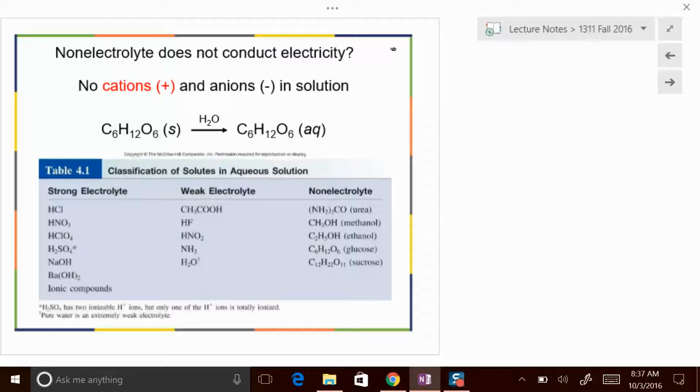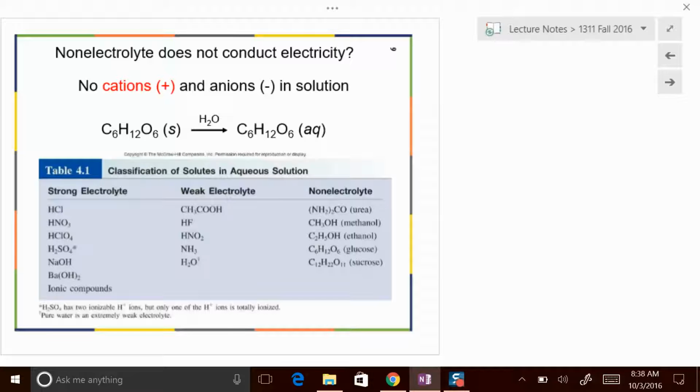The first one, 100% comes off. The second one, partly. So sulfuric acid, sodium hydroxide, strong electrolyte because the sodium and the hydroxide break apart. So it's also a strong base. It's a strong acid. It's a strong base. It's a strong electrolyte. Barium hydroxide, same thing. Strong base, strong electrolyte. Okay.